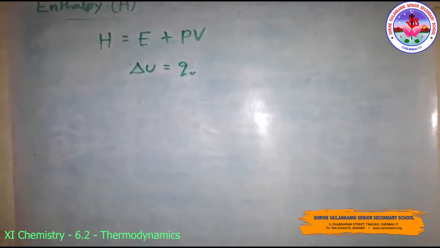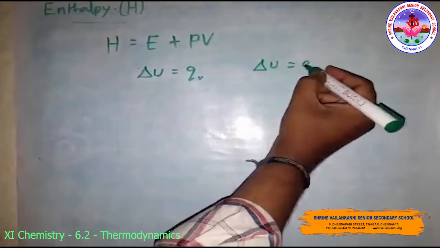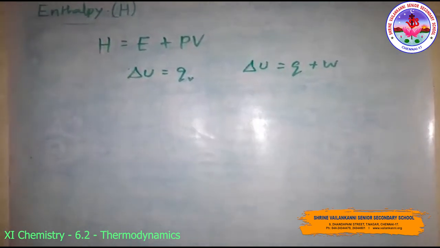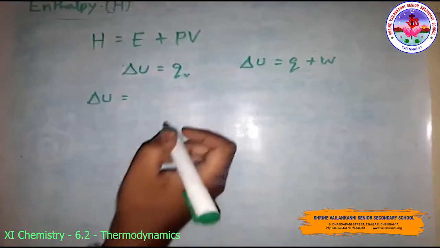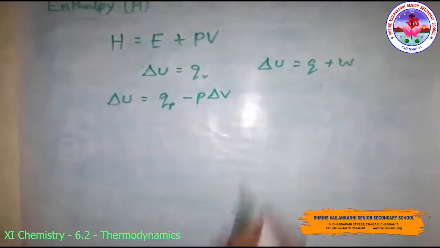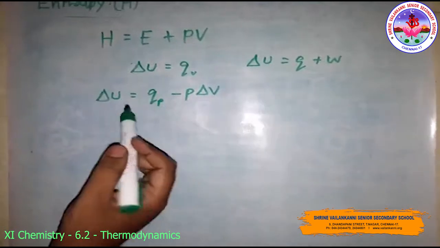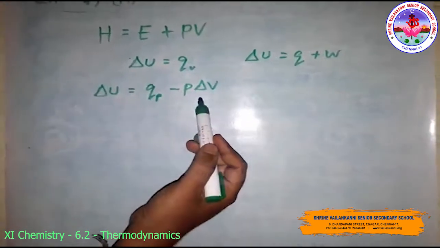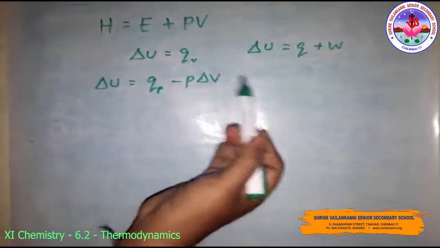First, we already know that delta U is equal to Q plus W, where W is the work done. Now delta U, the change in the internal energy, is QP minus P delta V. Here at constant pressure, QP is the heat absorbed by the system and minus P delta V is the expansion work, the work done by the system.